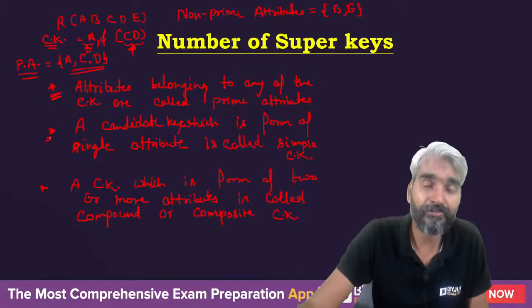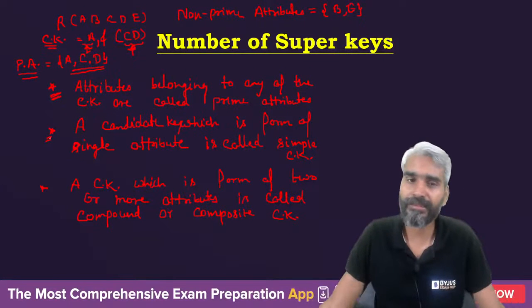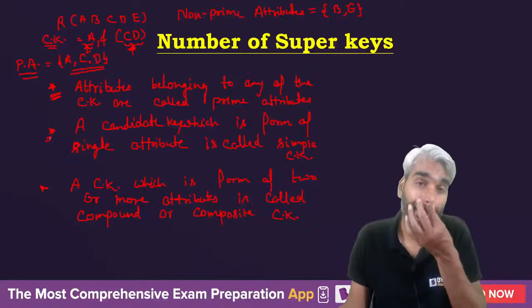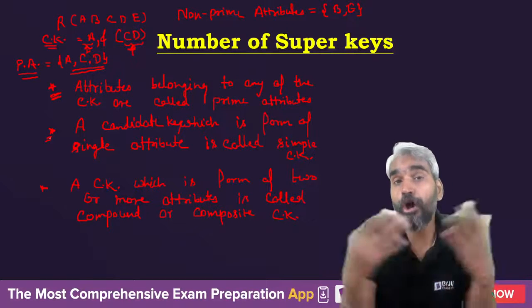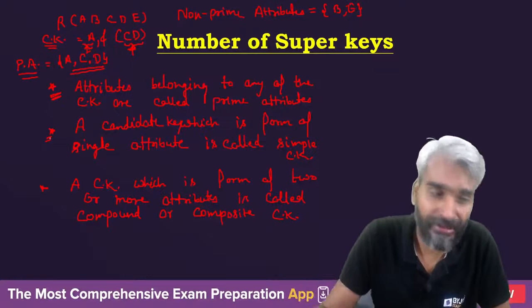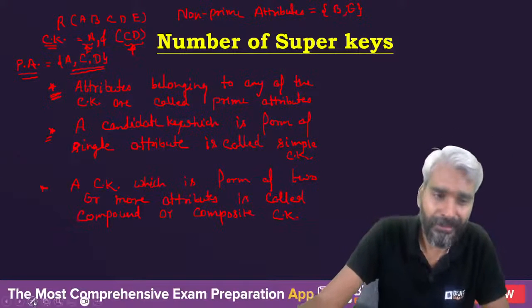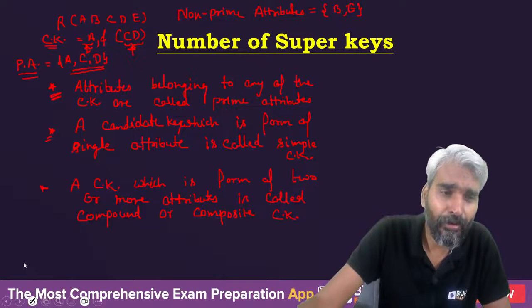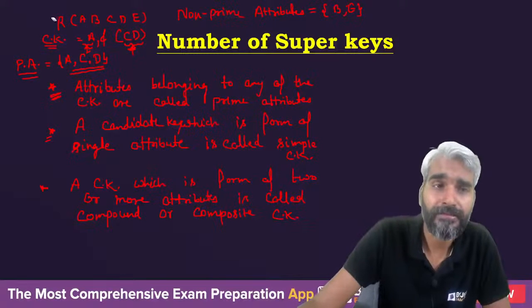A candidate key which is formed of a single attribute is a simple candidate key, and a candidate key which is formed of two or more attributes will be called a compound or composite candidate key. Fine, good enough. Now let us understand some concepts related to the number of super keys.